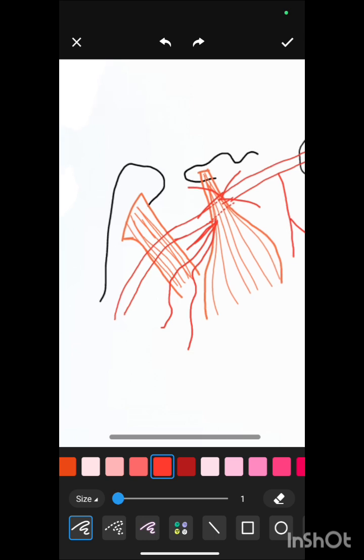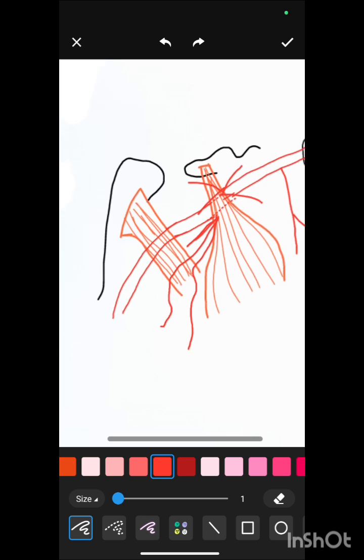In the third part we have the subscapular artery, already said that, and then we have the posterior circumflex humeral artery. This is the posterior circumflex humeral artery, and that runs along the posterior border of the humerus. And we have the anterior circumflex humeral artery that runs along the surgical neck of humerus. This is the anterior circumflex humeral artery.